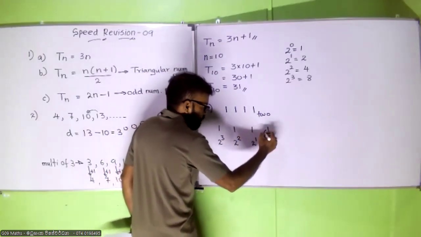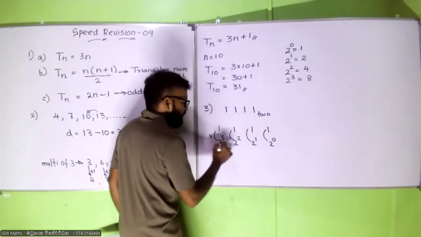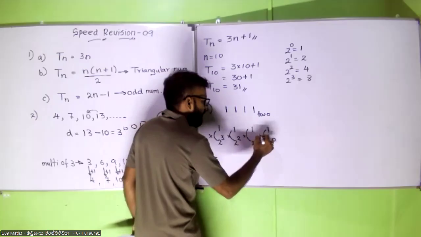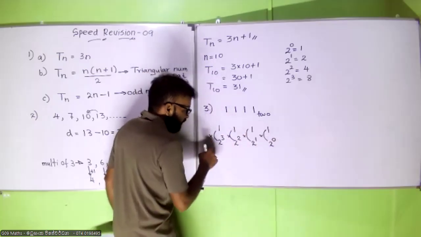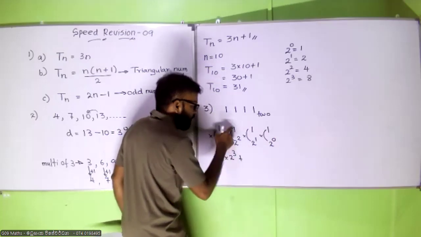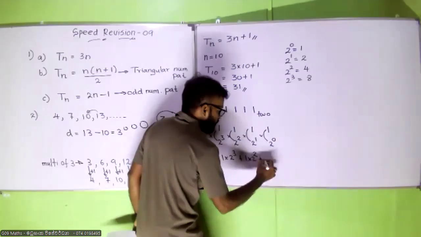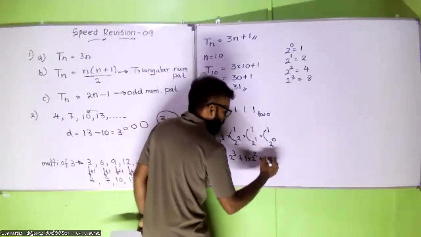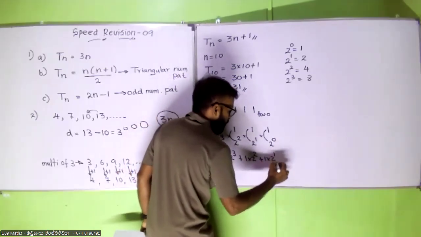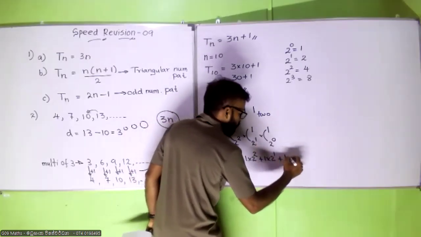1 times this, right? Each and every number has been multiplied like this, and I am going to add them later. 1 times 2 to the power 3 plus 1 times 2 to the power 2, plus 1 times 2 to the power 1, 1 times 2 to the power 0, right?